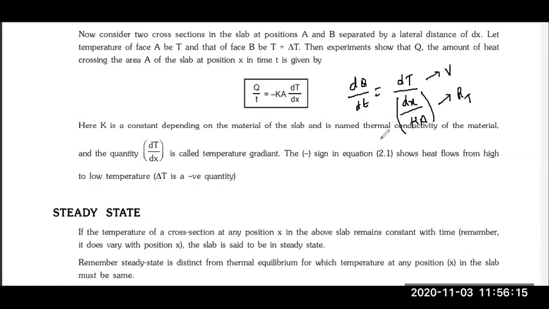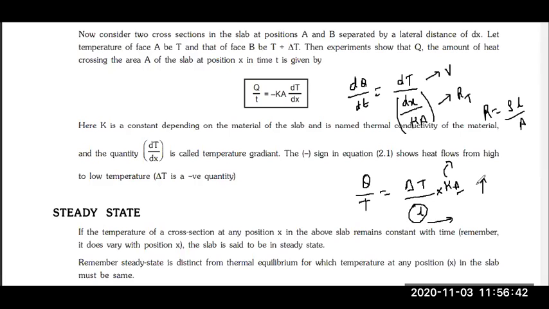Now, if we talk about average parameters, let's talk about Q by T is equal to delta T by L into K. This L is the length of the conductor, this A is the area of the conductor. What about this K? Now, if you relate the concept of resistance, it was rho L by A, if you remember. And in this case, this thermal resistance is what? Tell me, L by KA.